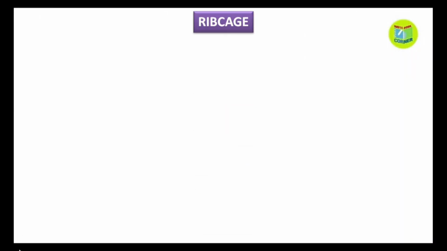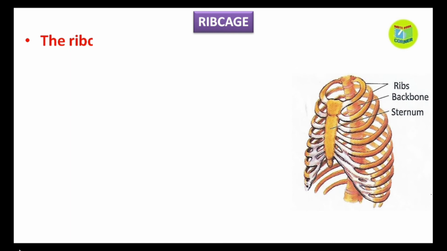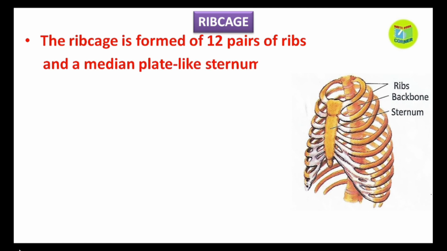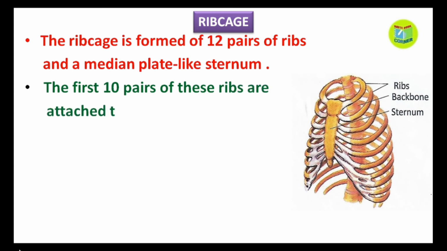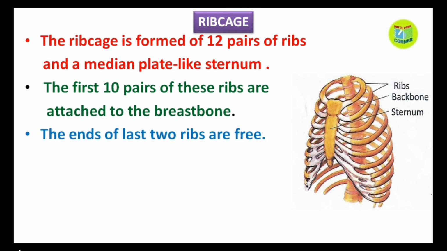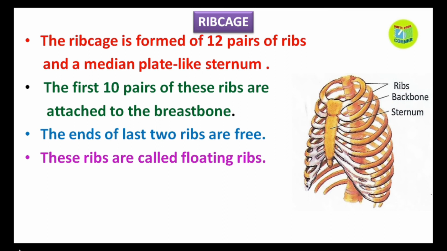Rib cage, the third main part of the human skeletal system. The rib cage is formed of 12 pairs of ribs and a median plate-like sternum or breastbone. The first 10 pairs of these ribs are attached to the breastbone. The ends of the last 2 ribs are free. These ribs are called floating ribs. The rib cage protects the lungs and heart.